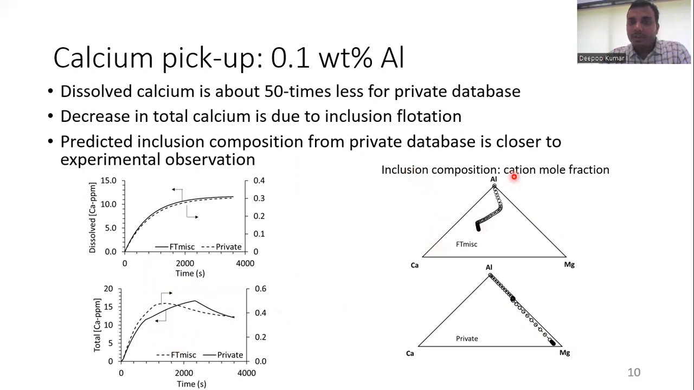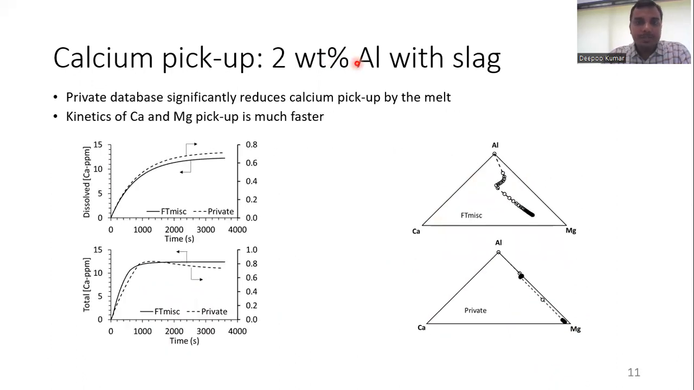On the right side, we see the inclusion composition, again in terms of cation mole fraction. Of course, the top one is the predicted inclusion composition using the FT-MISC solution. At t equals 0 you have pure alumina, and then you can see that there is calcium pickup. And this is the private database, where we see a very minor amount of calcium pickup, and that at a much later stage. Now, if the aluminum concentration is increased from 0.18% to 2.8%, you can again see a similar trend.